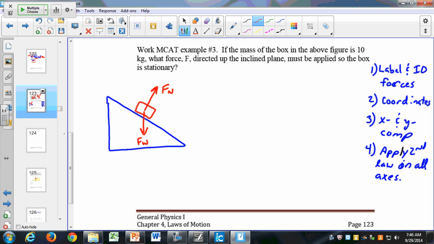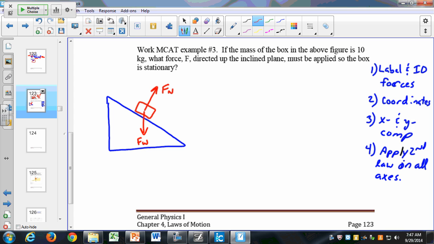Because as this object is going to be sliding down the inclined plane. Right, there's nothing here that's holding it in place. It's just going to slide down the inclined plane. But I know that it's stationary. The problem tells me it's stationary. So where's the other force?